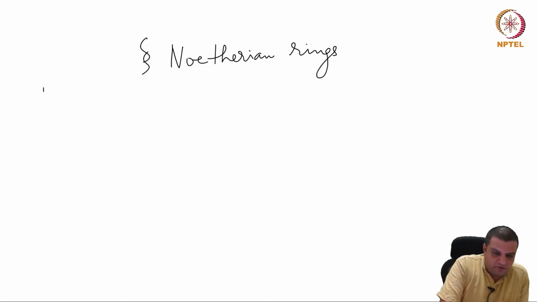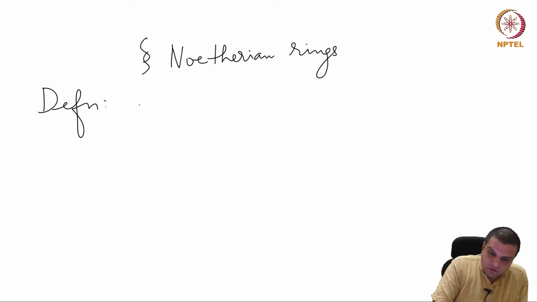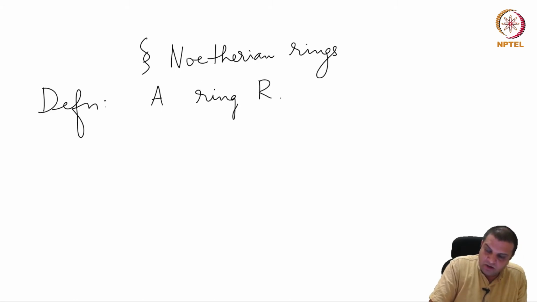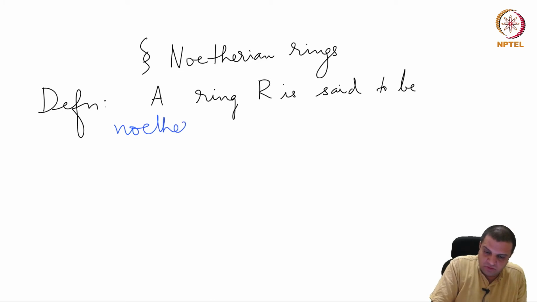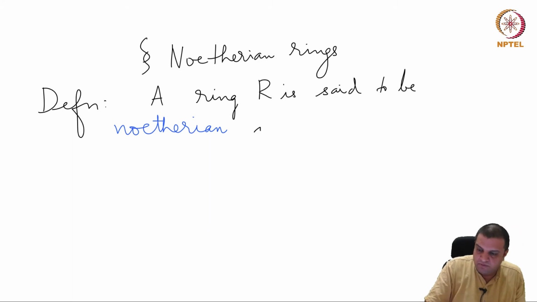Okay, so definition. A ring, commutative ring, we said that hereafter when we say ring we mean commutative ring. R is said to be Noetherian if every ideal is finitely generated.